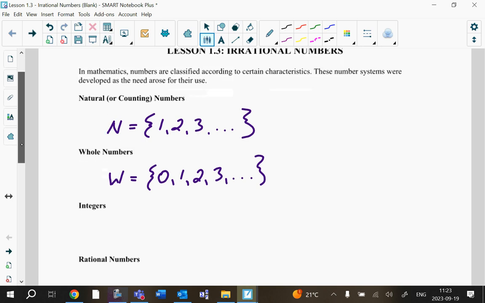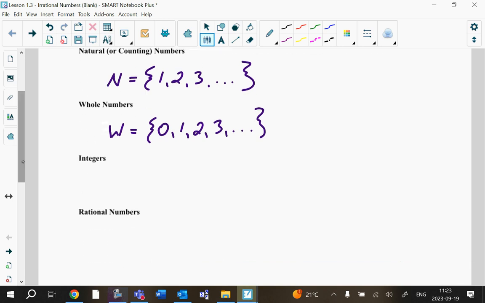How about integers? Include the negatives. Any fractions or decimals yet? No. So for the integers, we actually use Z because we use I for something else. So we have to write it like this. So we would start at 0, go up by ones forever, but then also go down by ones forever, like so.